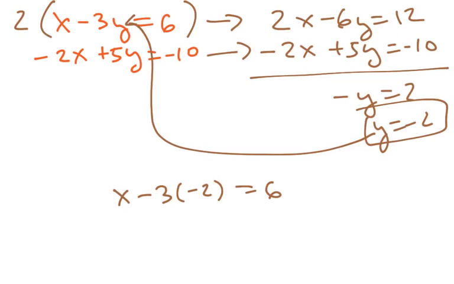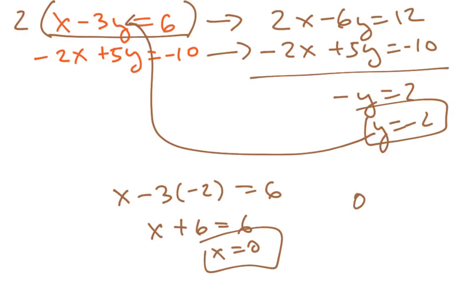In any case, we are substituting into here, so we get x plus 6 equals 6, so x is 0. And there we have it. So we have 0 comma negative 2 as my answer.